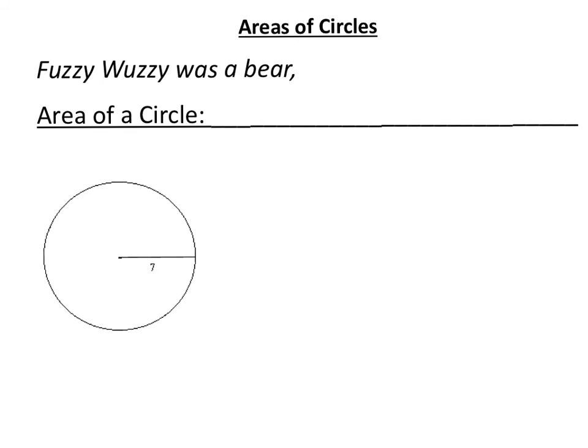Fuzzy Wuzzy was a bear, area of a circle, pi r squared. Fuzzy Wuzzy was a bear, area of a circle, pi r squared.